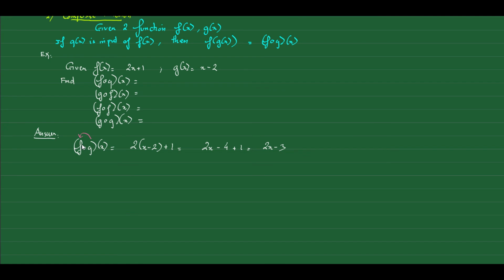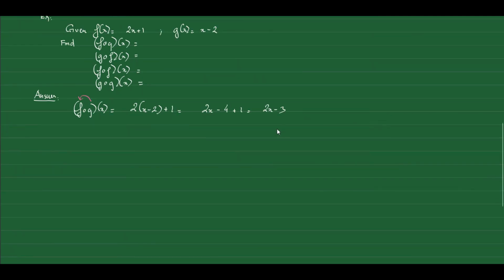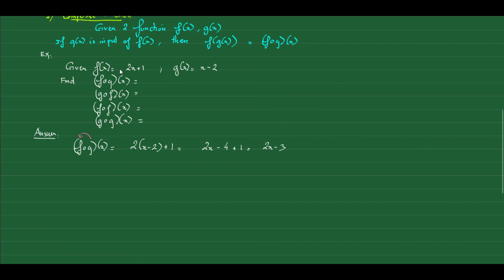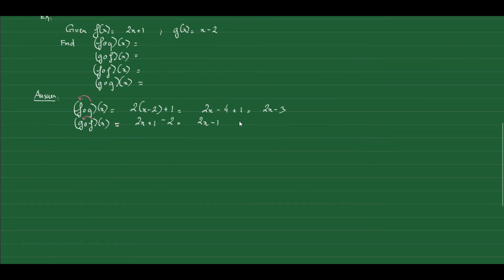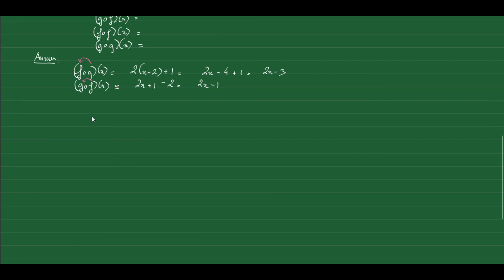Now what do you have? After you compose f to g, you see the function is still linear, but it's not always like that. It depends on what function you have. And if you do g composed to f, it means f you're going to plug into the g. You always go backward. f into the g, so you have 2x plus 1 minus 2. So you have 2x minus 1. Okay, and you can also compose f to f.